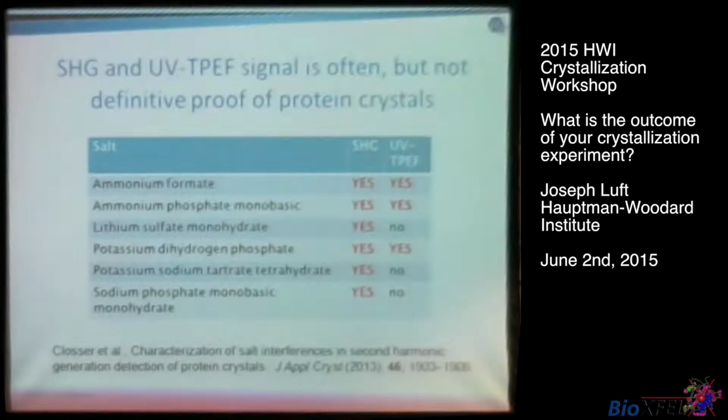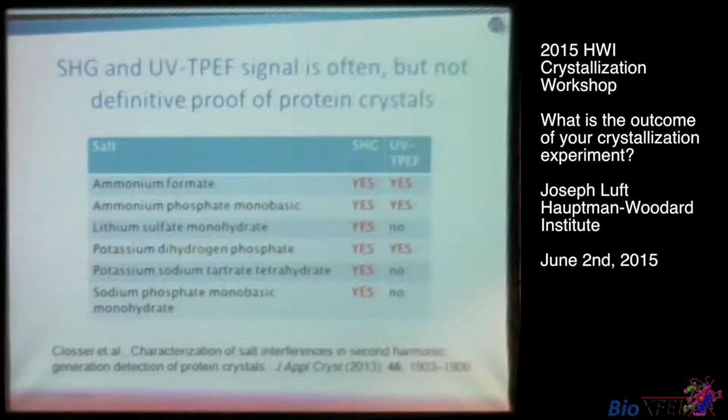Typically, the UV and SHG are great for identifying protein crystals, but we can get false positives with some salts that form chiral crystals. Unfortunately, some of these salts are very good for crystallizing proteins, so you can get false positive SHG signals. And the UV two-photon excited fluorescence, again, you can get some false positives from certain salts. So it's not a foolproof method. There are exceptions, just like everything else in crystallization, but it's a very good tool to have at your disposal.